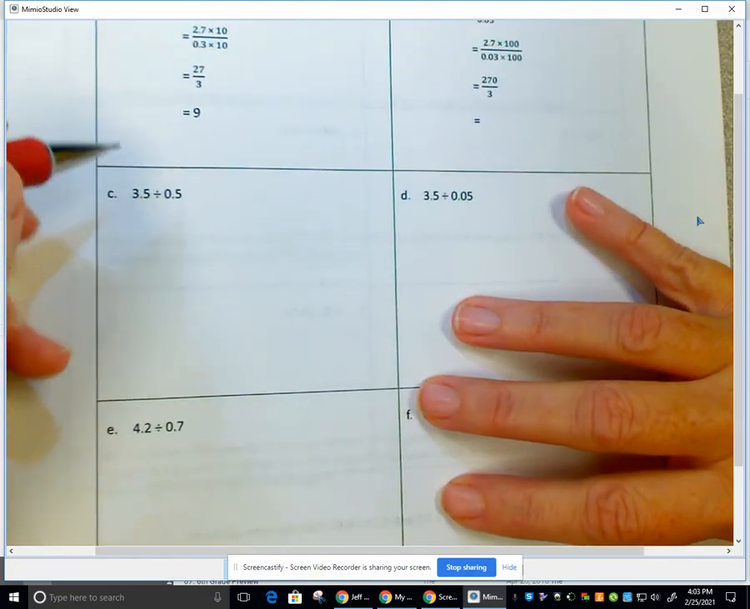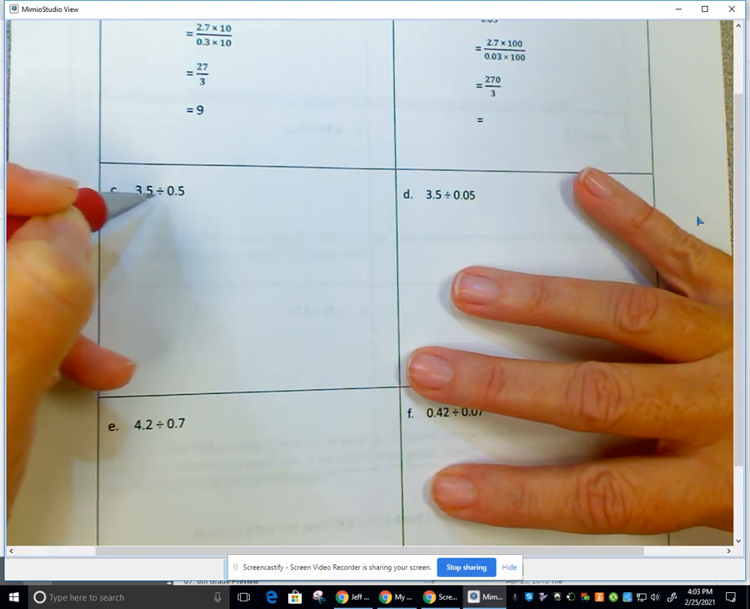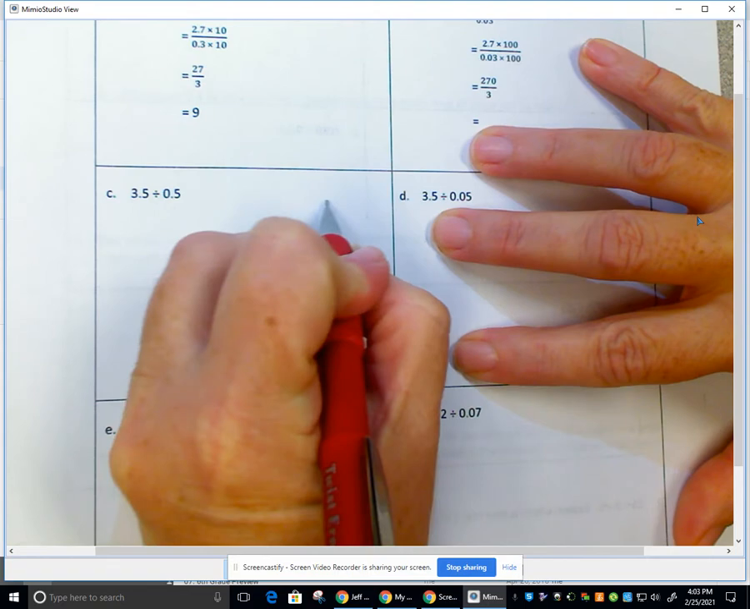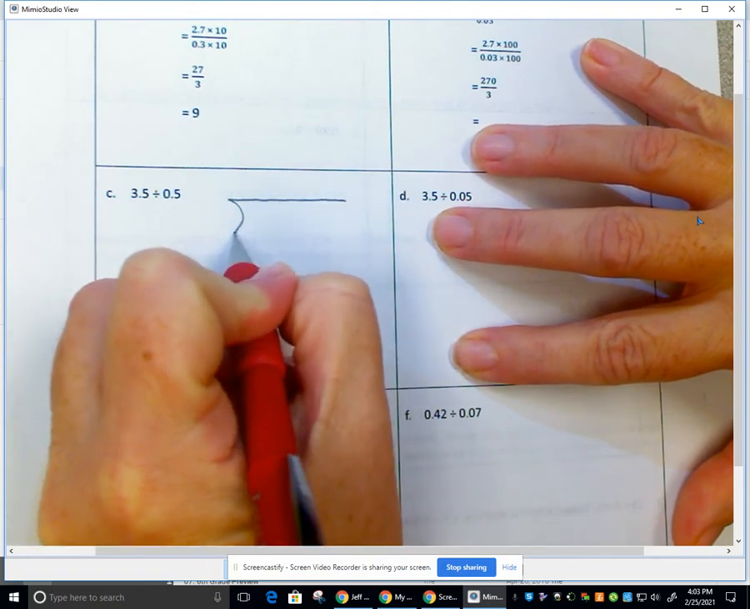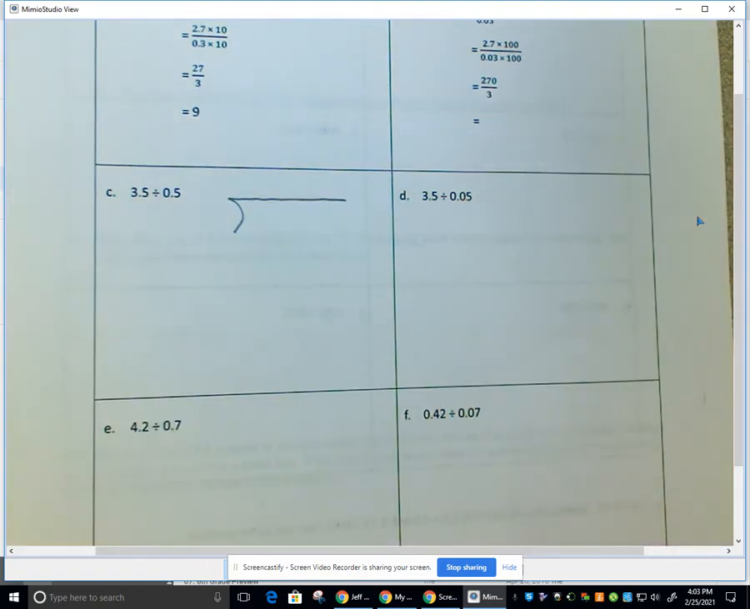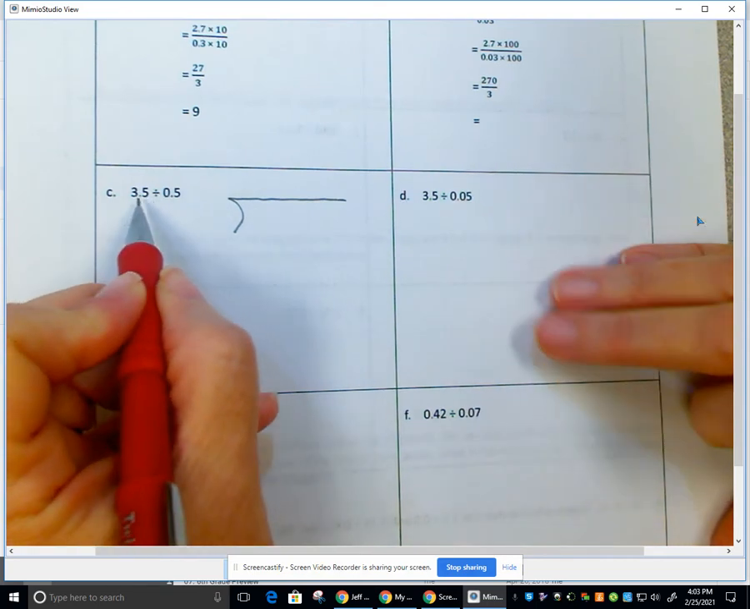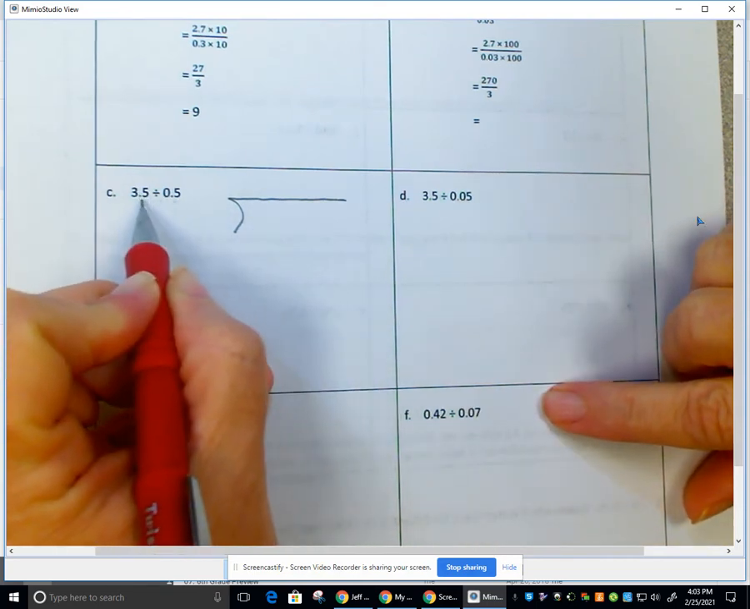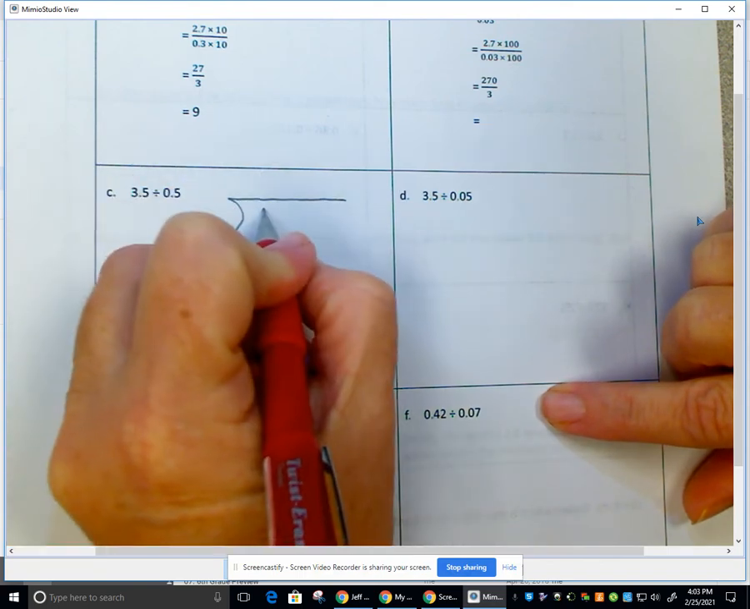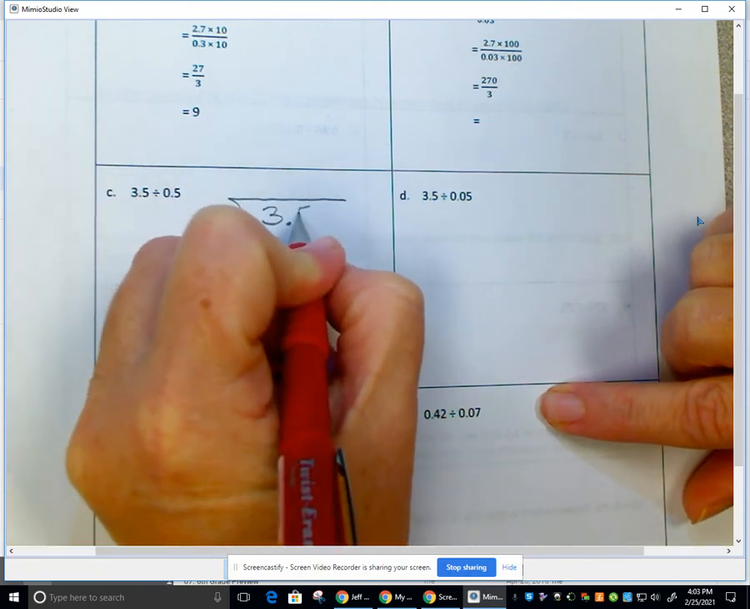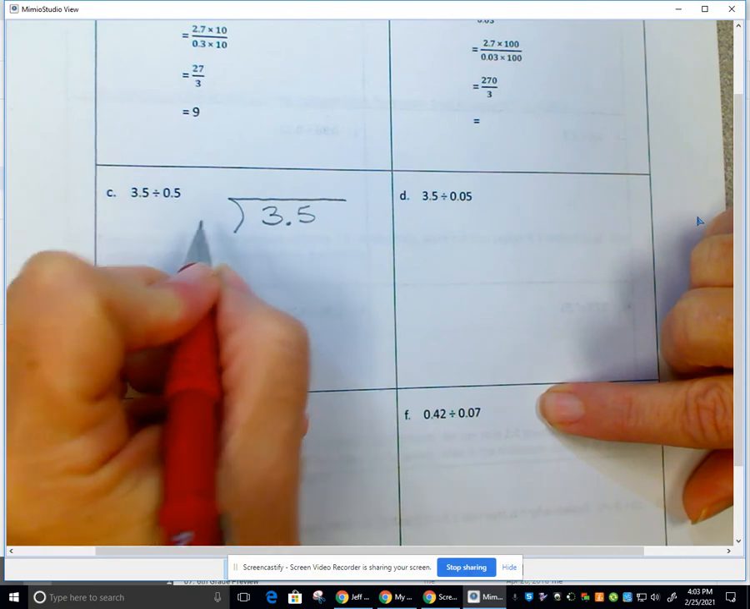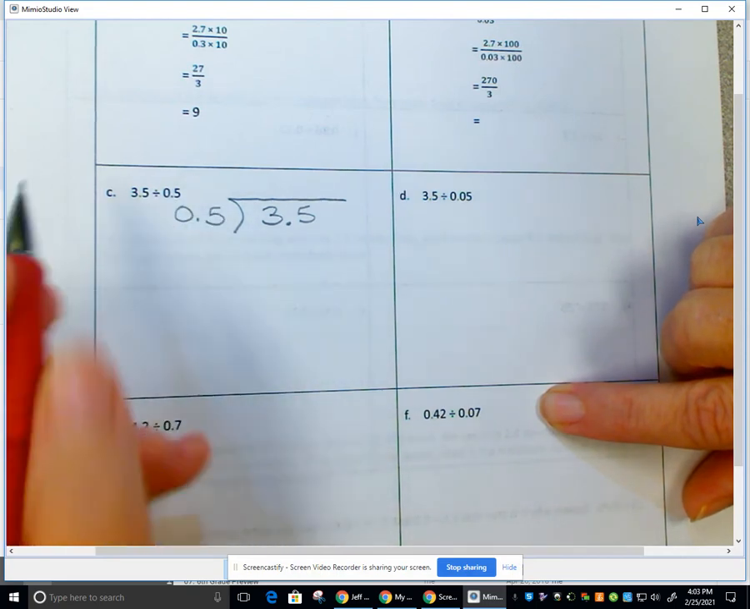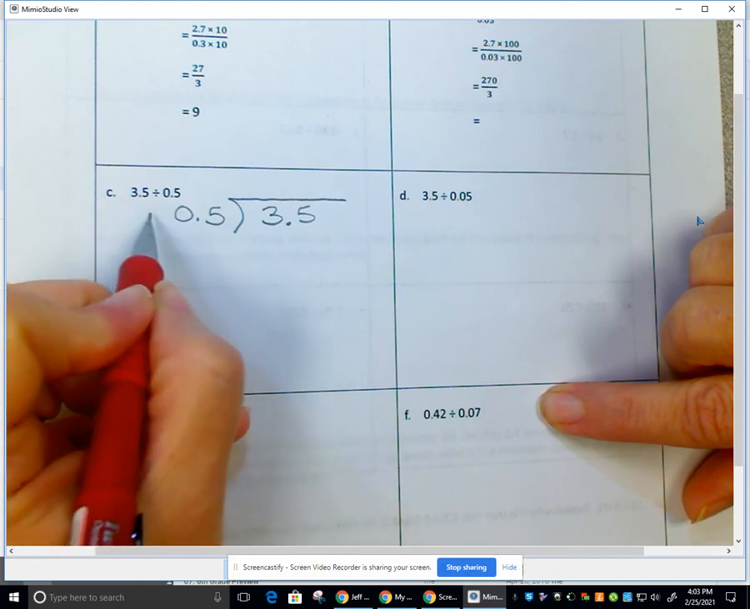Now notice they've got 3 and 5/10 divided by 5/10. Let me just go ahead and set up the division like we're used to seeing. Your first number always goes inside. This is what is getting shared. So I'm going to write 3 and 5/10 inside and 0.5 here. Now, this is my divisor.